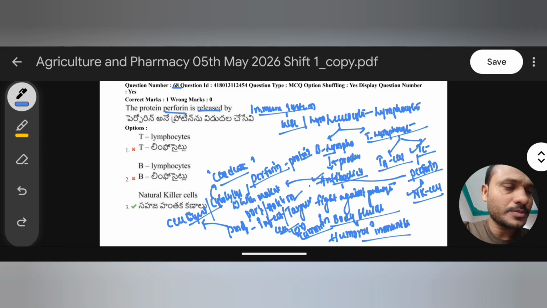So that's the importance of this perforin protein. It acts only on infected, targeted or tumor cells, making pores or holes, so that the cell will completely die or lyse. This role is performed by perforin protein, synthesized not only by cytotoxic T cells but also by NK cells, natural killer cells. So the right answer here is the third one.